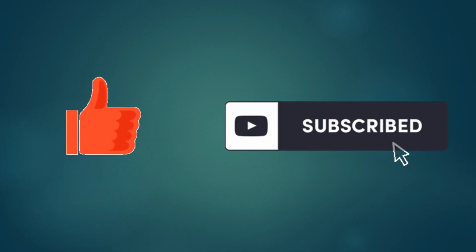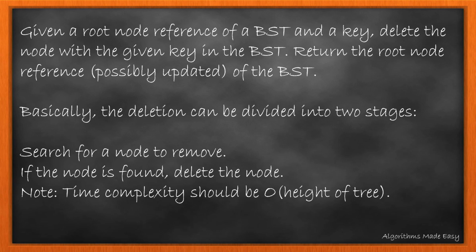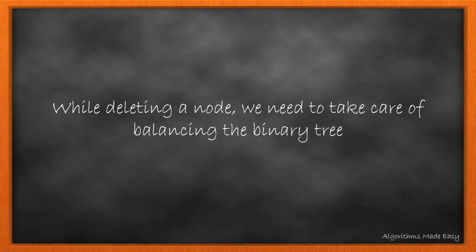Given a root node reference of a binary search tree and a key, delete the node with the given key in BST. Basically, the deletion can be divided into two stages. Search for a node to remove, and if the node is found, delete the node. While deleting a node, we need to take care of balancing the binary tree.